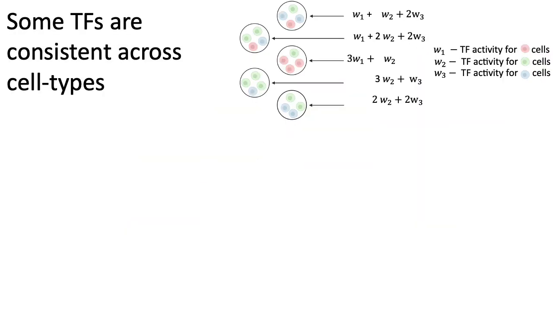In each spot, we have upwards of 10 cells, and they're often not all the same cell type. So to calculate the average activity of a TF for a cell type, we model TF activity in a spot as the sum of the TF activity for each cell in that spot, and use a linear regression model with the cell type proportions as feature variables to predict transcription factor activity.